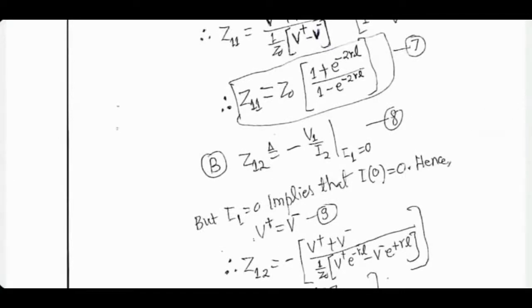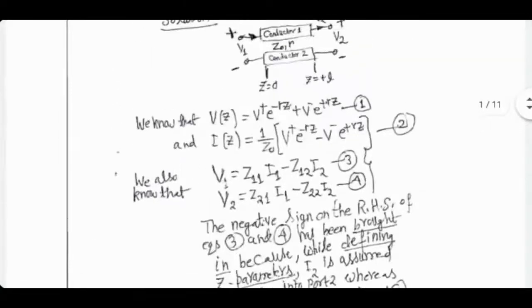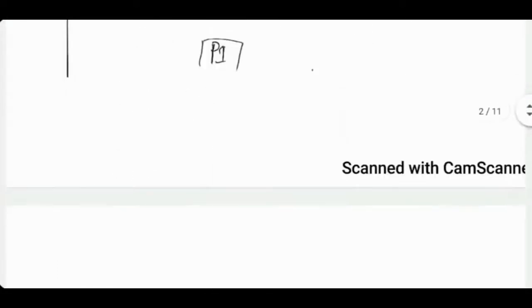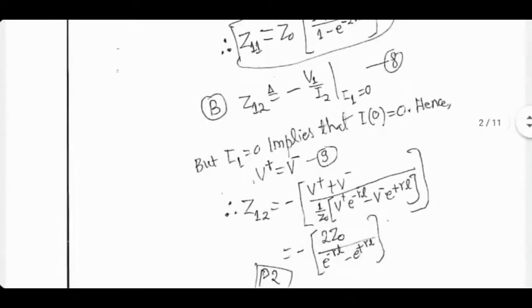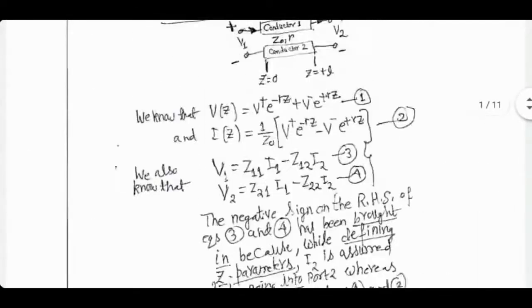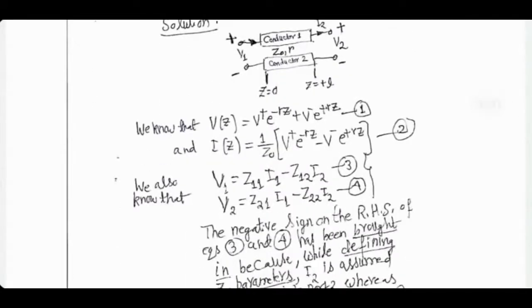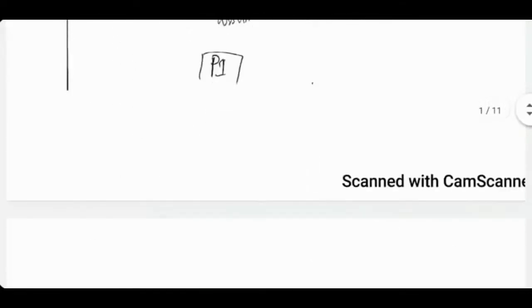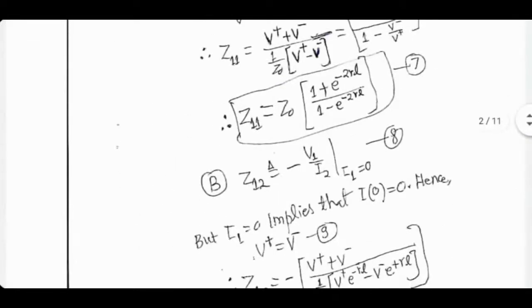Z12 definition is now going to be minus V1 divided by I2 as long as I1 is 0. Now I1 equal to 0 means I at small z equal to 0 should be 0. So if I put in equation 2 small z equal to 0 and equate the result to 0, I get V plus equal to V minus. So for calculating Z12, V plus and V minus have to be equal.